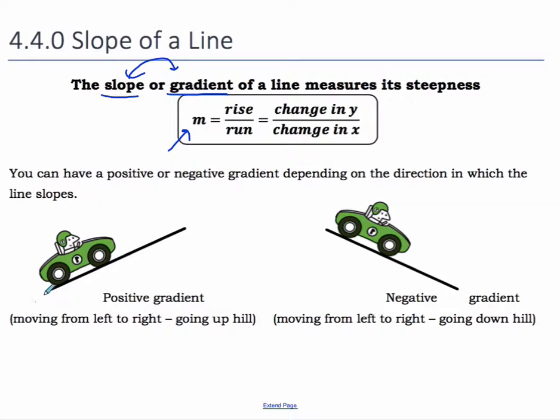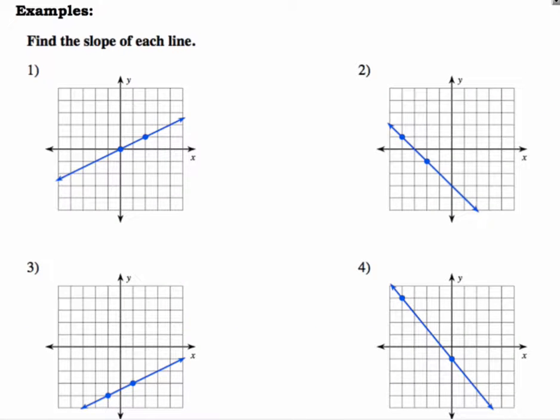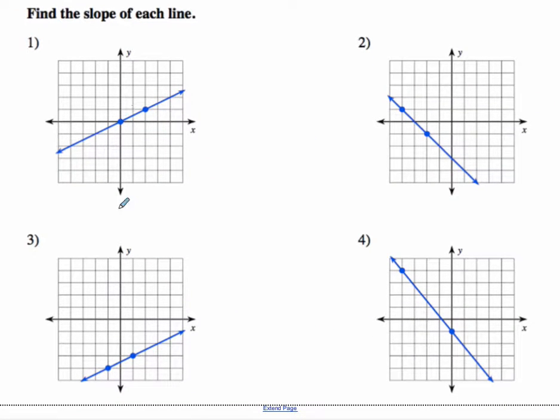So if you go left to right, positive slope would be like going uphill. So lines that are going downhill are negative slopes. So let's take a look at some of these graphs. We can see these two on the left are both going up from left to right, so those are going to have positive slopes. And these on the left are going down, so they're going to have negative slopes.